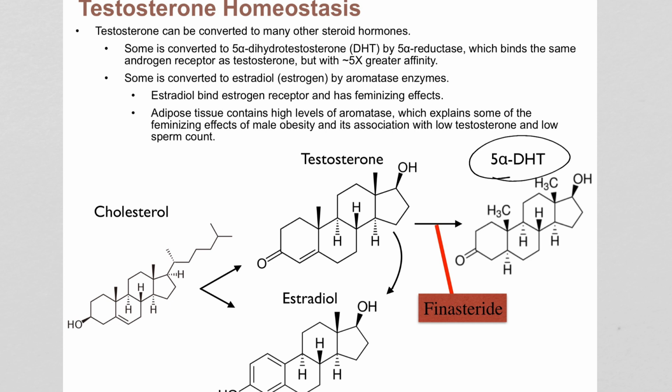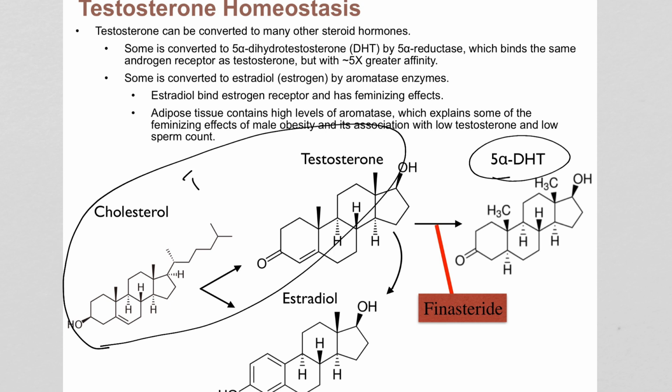DHT is a derivative of testosterone. Cholesterol is used to make testosterone. This is happening in the testes. That testosterone is released into the blood, and it travels throughout the body to individual cells. Those individual cells, including the ones in a hair follicle, have an enzyme, 5-alpha reductase, which converts testosterone into DHT.